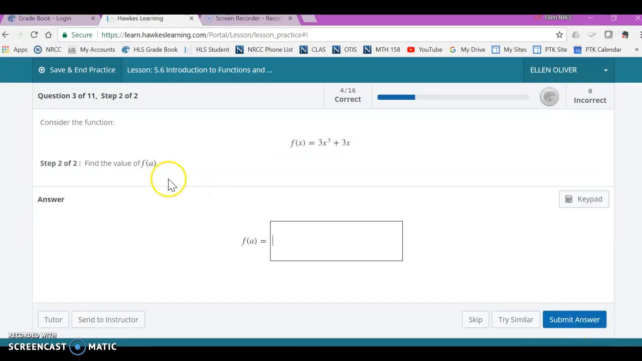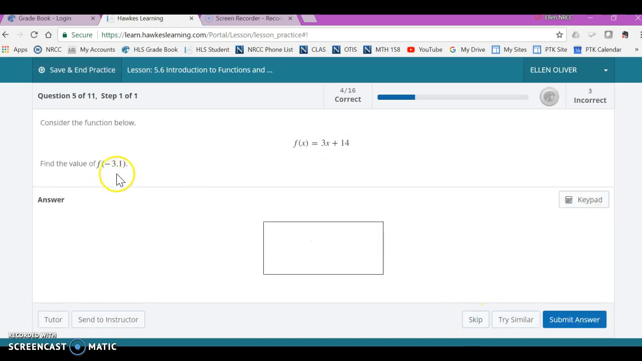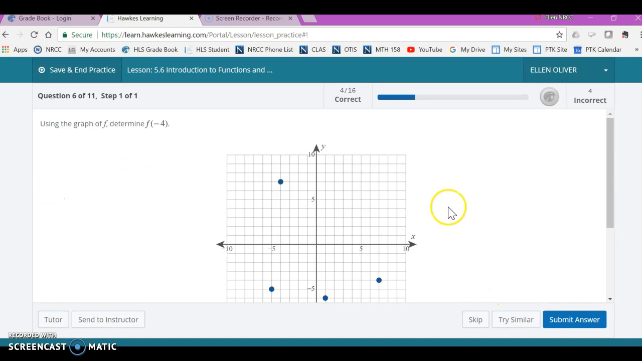All right, same thing here. Plug in f of a. You're going to get 3a cubed plus 3a. I'm going to skip that one. I'm going to try to find one that's easy. That is, well, that's going to be, just plug it in as a decimal. Use your calculator if you need to. I'm looking for one. Okay, so determine the f of -4.